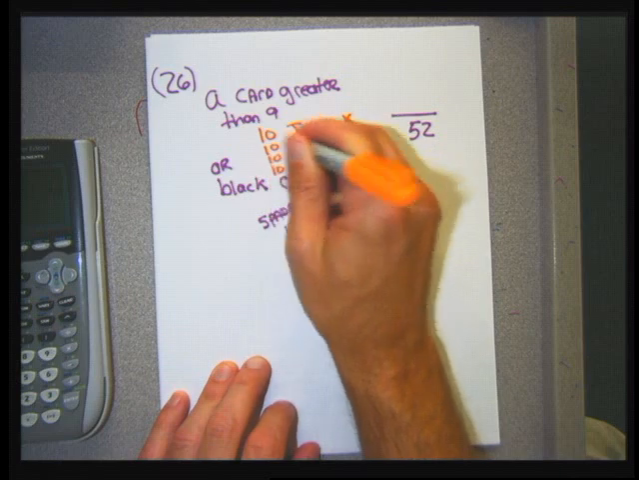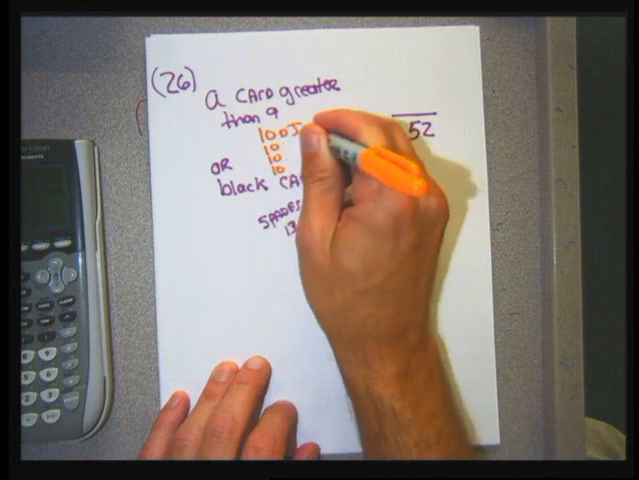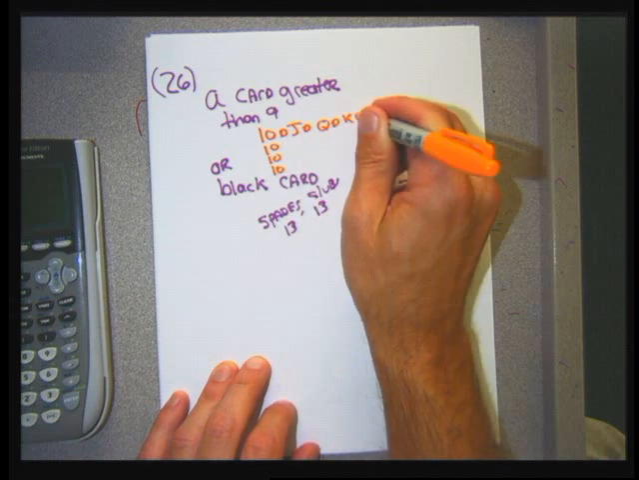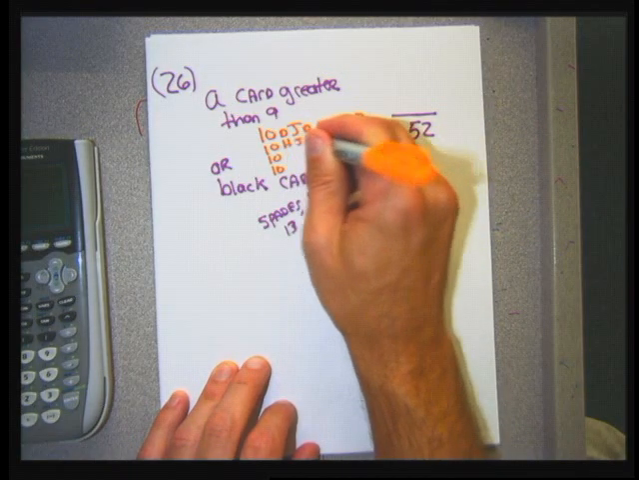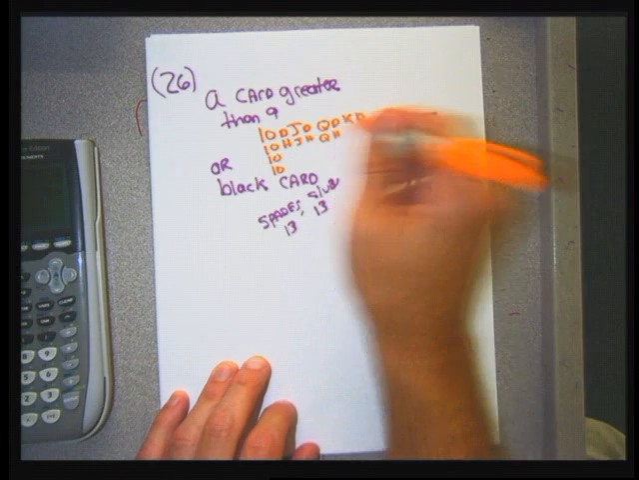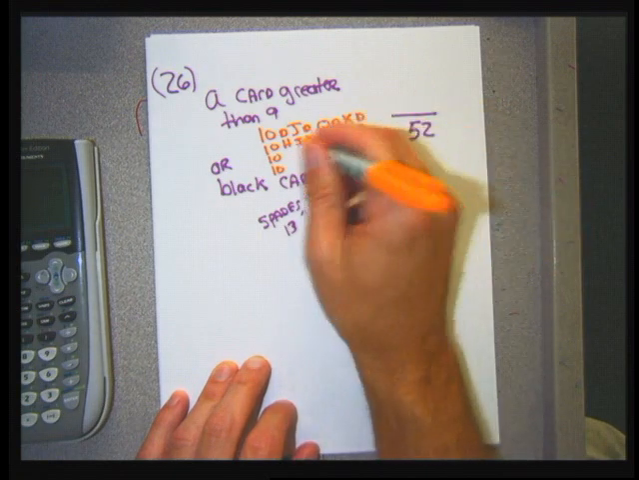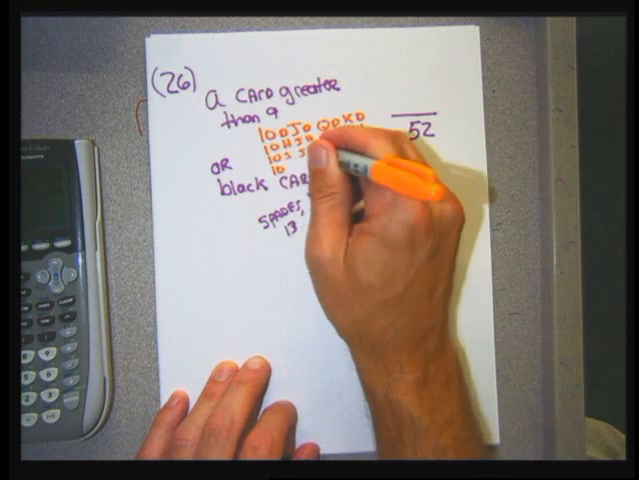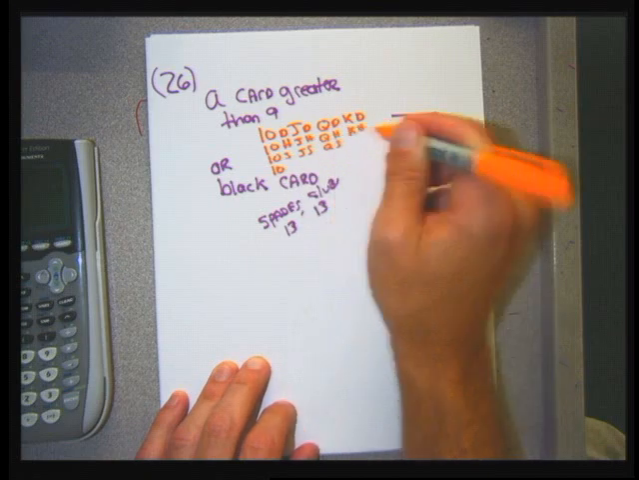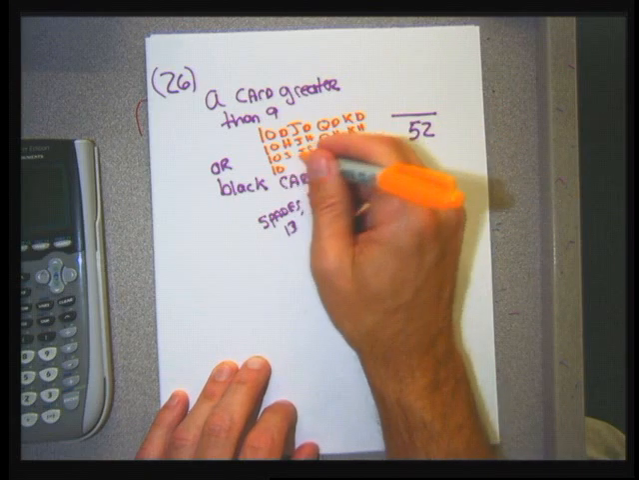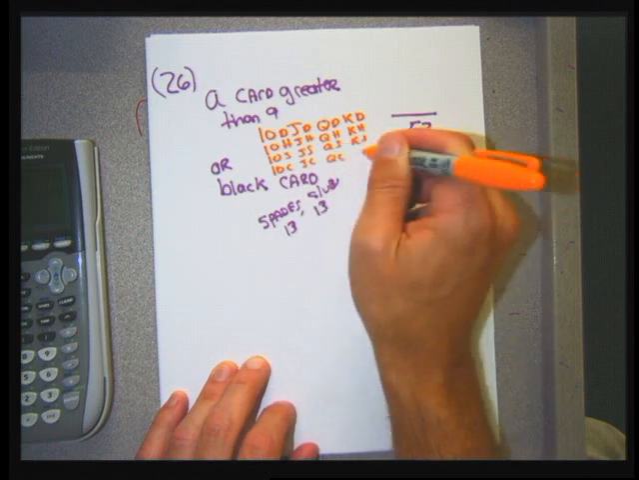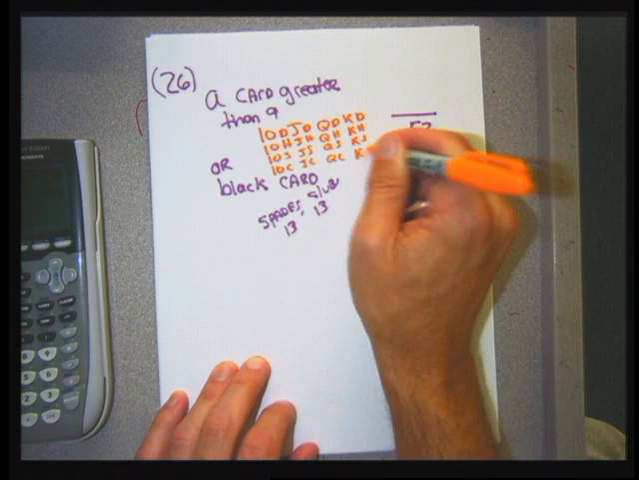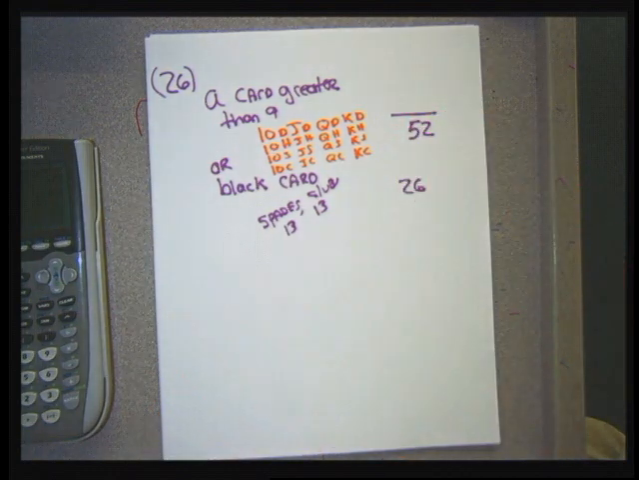So there's the 10 of diamonds, the jack of diamonds, the queen of diamonds, the king of diamonds, the 10 of hearts, the jack of hearts, the queen of hearts, the king of hearts, and then the 10 of spades, the jack of spades, the queen of spades, the king of spades, and then the 10 of clubs, the jack of clubs, the queen of clubs, and the king of clubs. So there's 1, 2, 3, 4. There are 16 cards that are greater than 9.